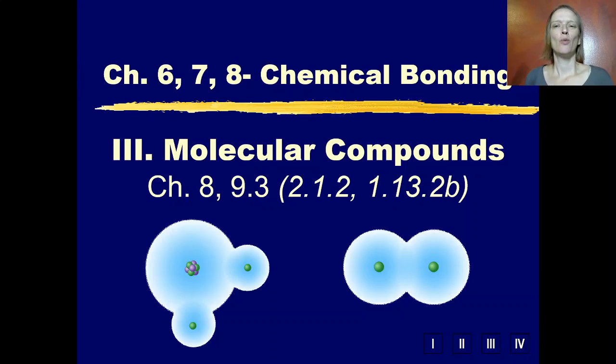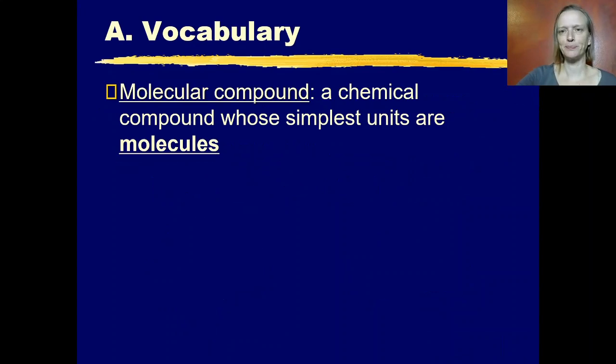Hi folks, we've already learned how to name and write formulas for ionic compounds, and now it's time for us to do the same thing for molecular compounds. So that's what this video is about. We need some vocabulary first. A molecular compound is a compound whose simplest units are molecules.